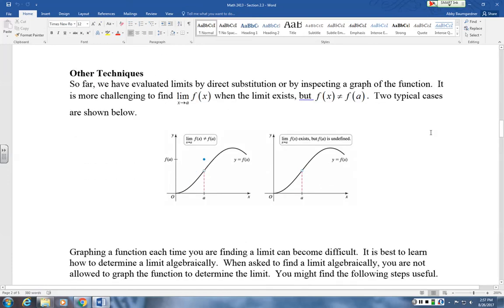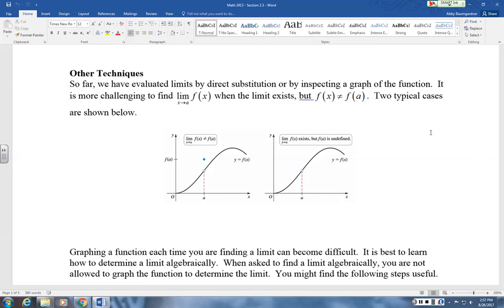Okay, there's some other techniques. So far what we've done is we've evaluated limits by direct substitution. That's where you actually take the number and plug it in for x. Or we might have looked at a graph and said, okay, we can tell from the graph that the left side and the right side don't match, or the limit from the left as x approaches 1 is 2, because we can look at the graph and see it.